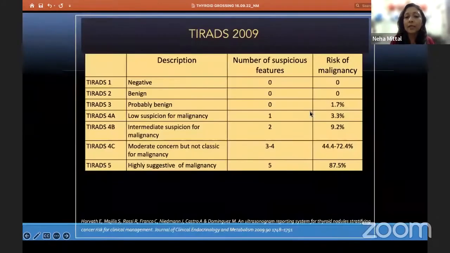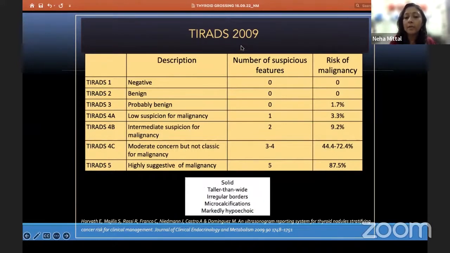And they actually give you a risk of malignancy in which TIRADS 4C and TIRADS 5 are highly suggestive of malignancy, whereas the others have probably benign or low risk of suspicion. So the thyroid ultrasound should be reported in accordance with these guidelines. And these are the reasons why the nodule may look more malignant: solid appearance, taller than wider, irregular borders, microcalcifications, and markedly hypoechoic.